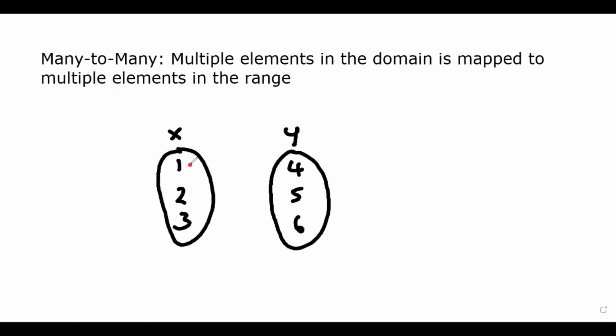So 1 here goes to 4, and 2 here goes to 4 as well. Let's say in the same breath, 1 goes to 5, and 2 goes to 5 as well. So 1 and 2 are both going to 5, and 1 and 2 are both going to 4. So many elements in the domain are going to many elements in the range. So that is what many-to-many means.